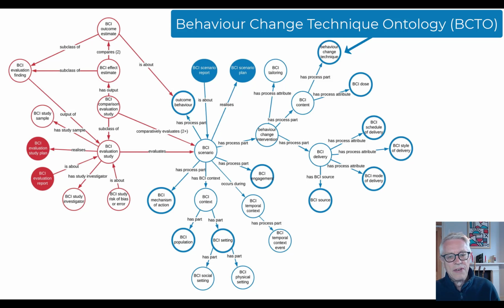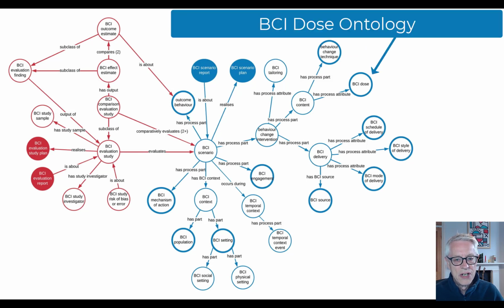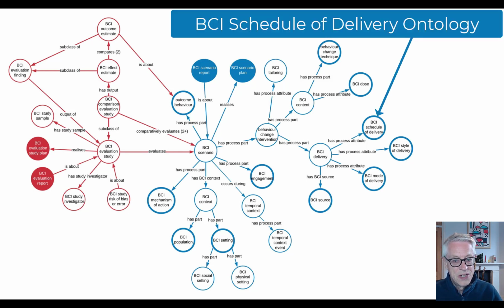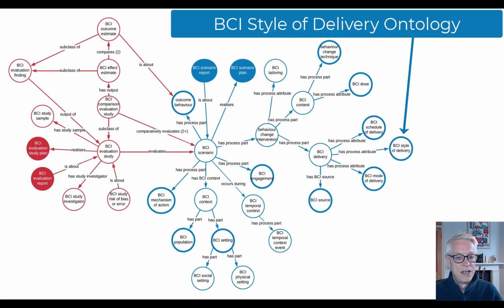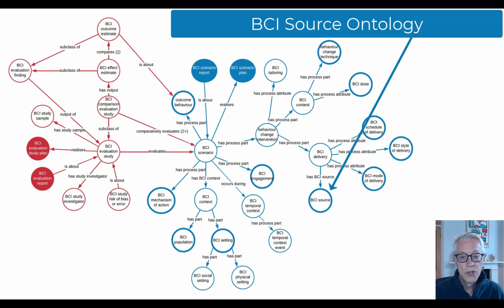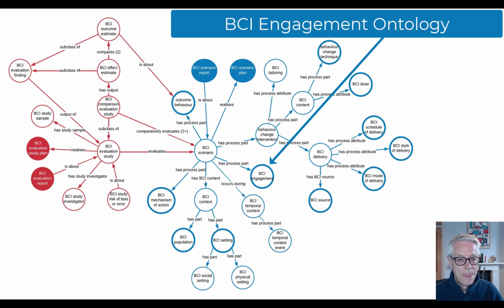So this is kind of like the next version of that. And then we have the behavior change intervention dose ontology, which is a small ontology, which just covers the amount of intervention content that's delivered. We have the behavior change intervention schedule of delivery ontology, the style of delivery ontology, the mode of delivery ontology, the source ontology, the engagement ontology.